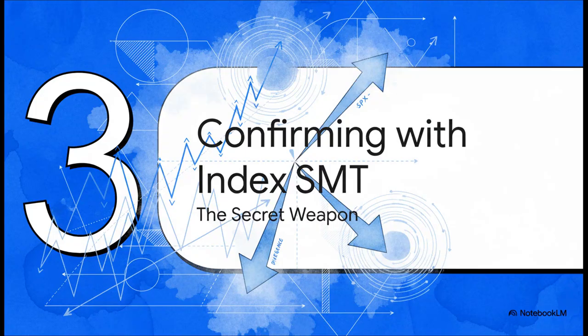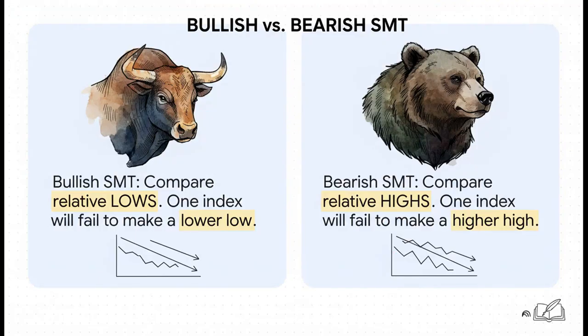All right, now we're getting to the absolute heart of this model. We've seen the setups, the catalysts, but how do we confirm that a big move is really about to happen? The answer, my friends, is index SMT divergence. This is your ultimate validation tool. The rules are actually pretty simple, but they're incredibly powerful.